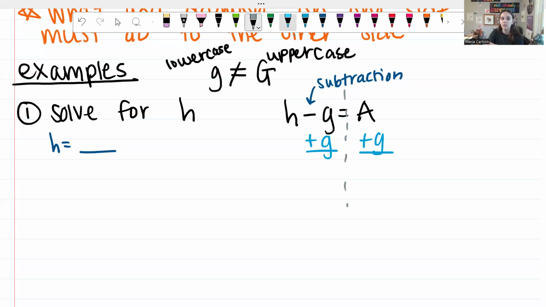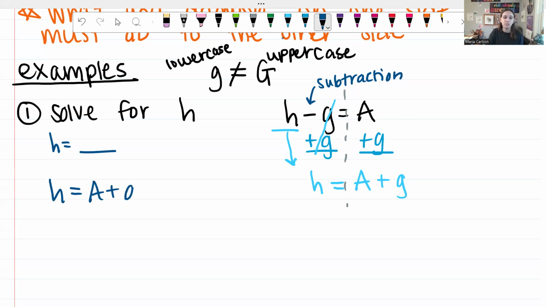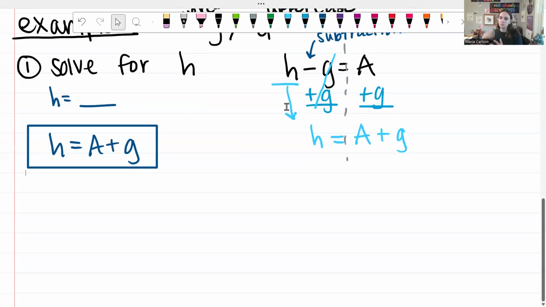Now, when I actually do this, the g's will cancel on the left, leaving us with just this h. So h is equal to, and then the plus g just stays as capital A plus g. So now I have found my solution. h is equal to capital A plus g. And that's my answer. I don't know what any of these variables are, but no matter what they are, h is equal to taking whatever A is and adding g. All right, number 2. We are going to now solve for d.